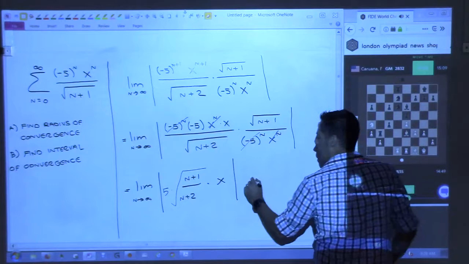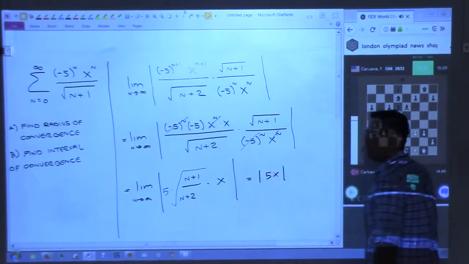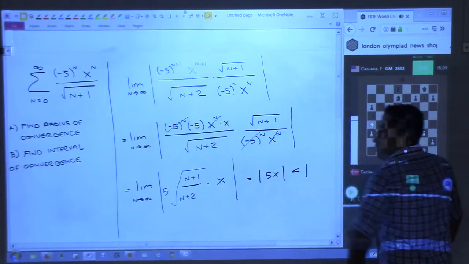So at the end of all of this, after you take the limit, we get the absolute value of 5x, don't we? We've done the limit, and that goes to the absolute value of 5x. And what do we need that to do? Be less than 1.